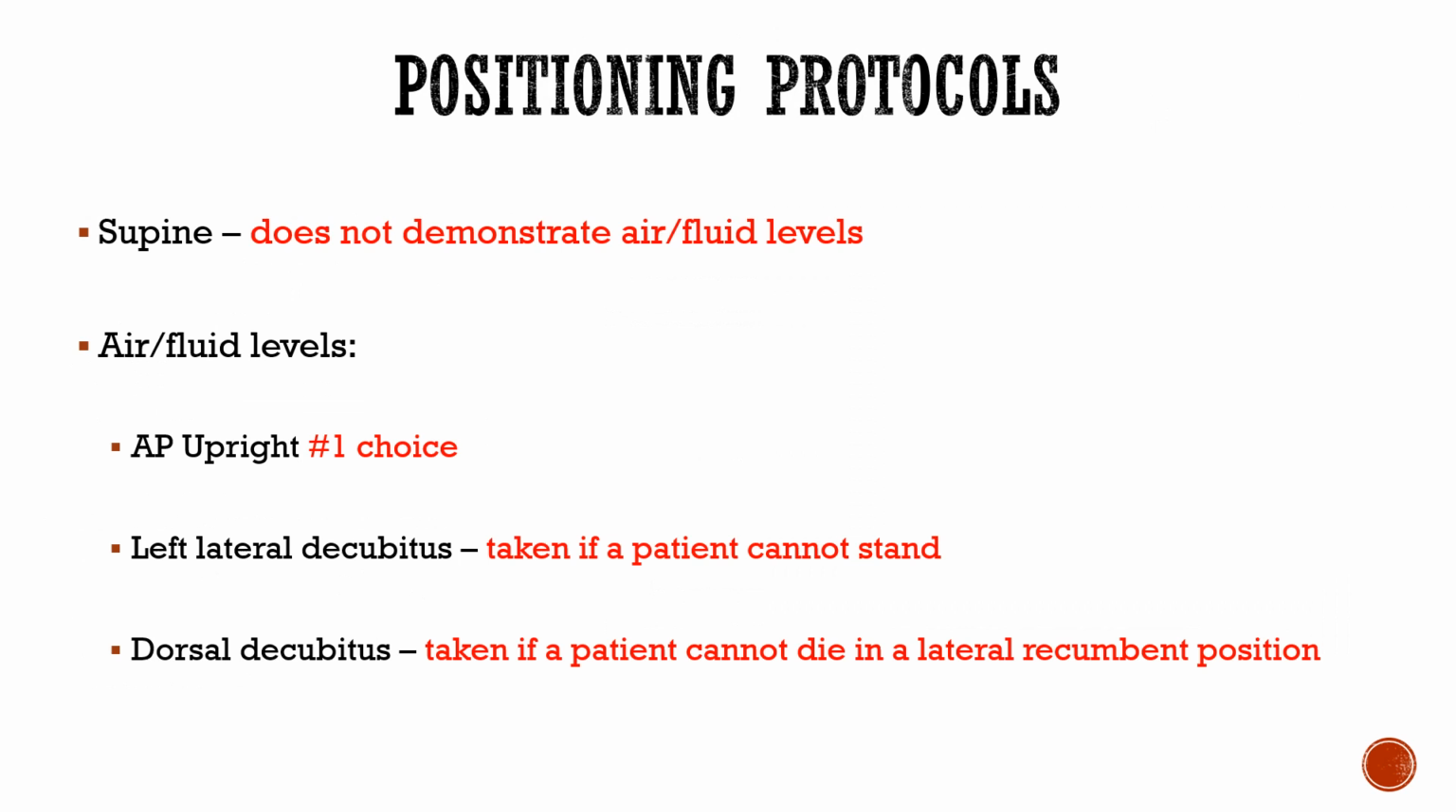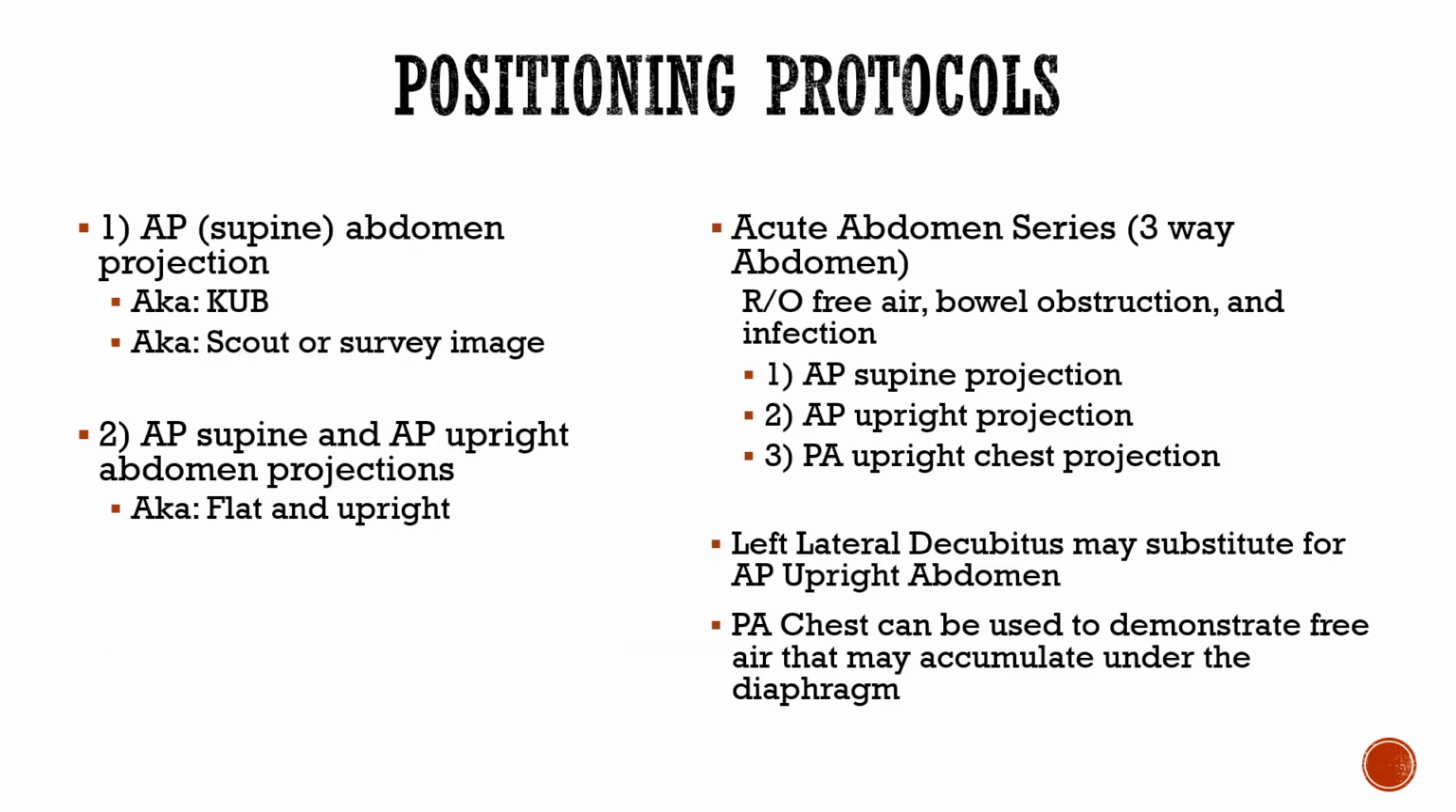So keep in mind, the supine position does not demonstrate air fluid levels. For air fluid levels, the number one choice is the AP upright, or PA technically. The left lateral decubitus is number 2 if a patient cannot stand. And the dorsal decubitus is like a number 3, taken if a patient cannot, oh, I just meant to say lie, not die, yikes, cannot lie in a lateral decubitus position.